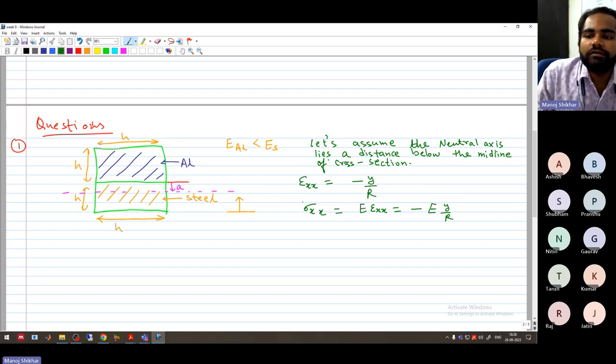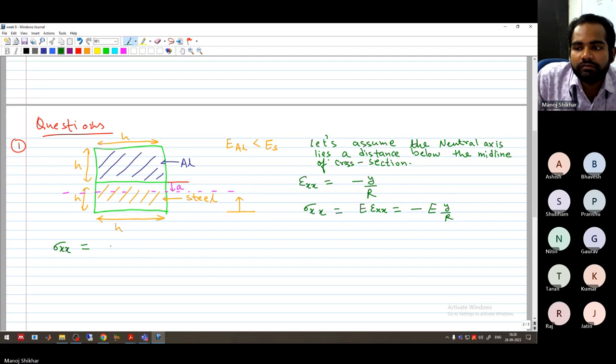So this is the formula of stress. This is the formula of strain. So what will happen if we calculate stress in steel? So there sigma xx will be what? Minus E steel into y upon r.